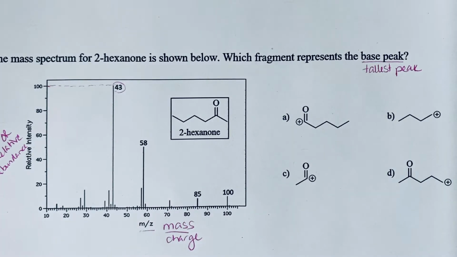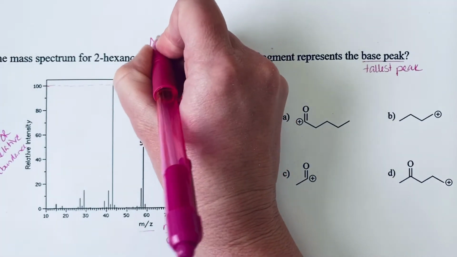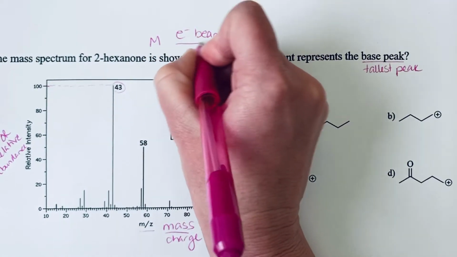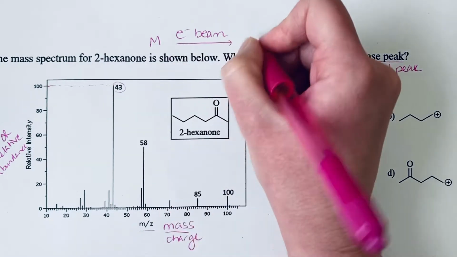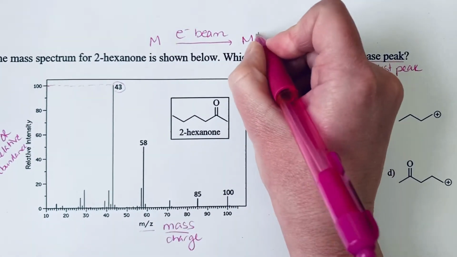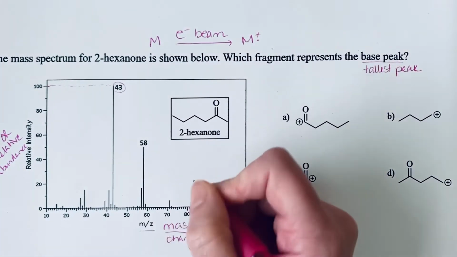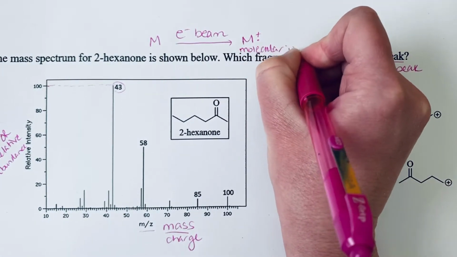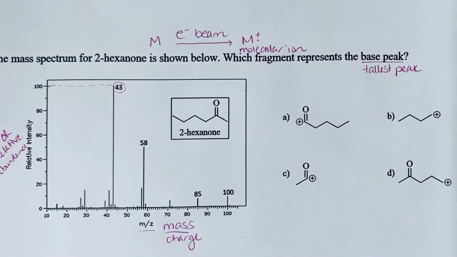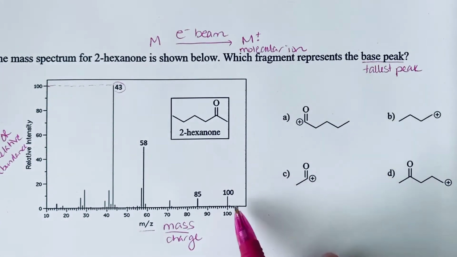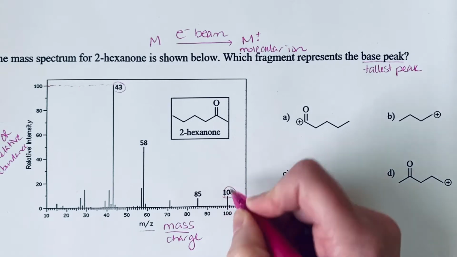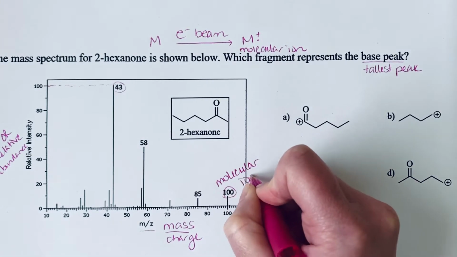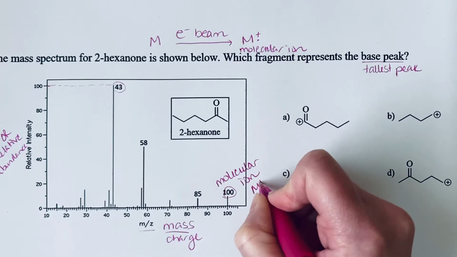So what happens in a mass spectrometer is you have a molecule. It is hit with a high energy beam of electrons, and this knocks one electron off of your molecule to give you your molecule as a radical cation, and this is known as the molecular ion. And this is typically the heaviest peak in this spectrum. And so the molecular ion peak is this peak here at 100. That is the molecular ion, sometimes abbreviated as M+.